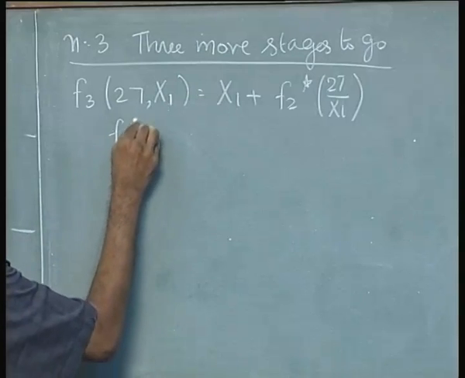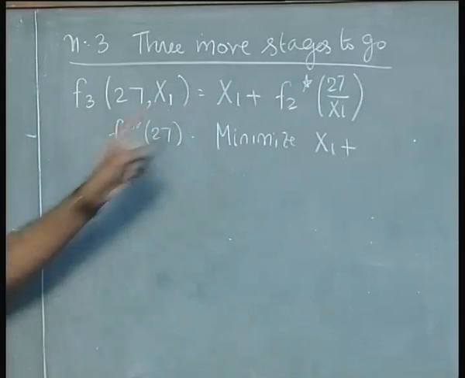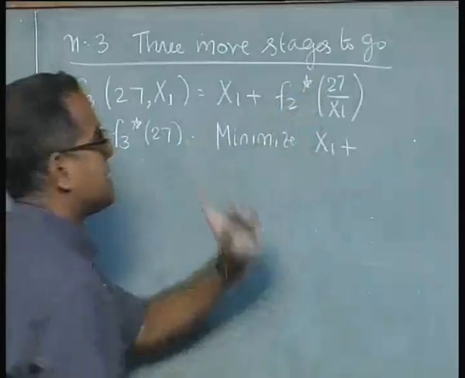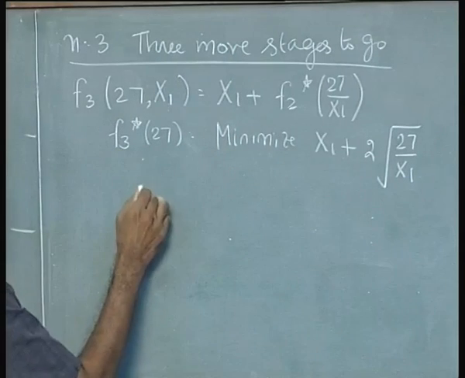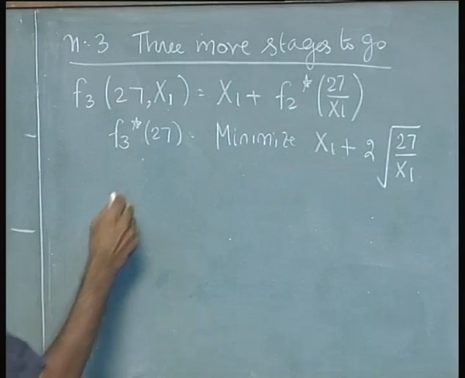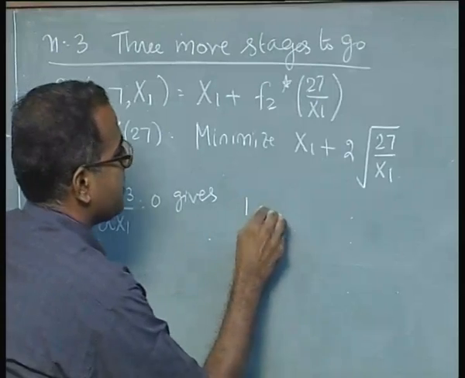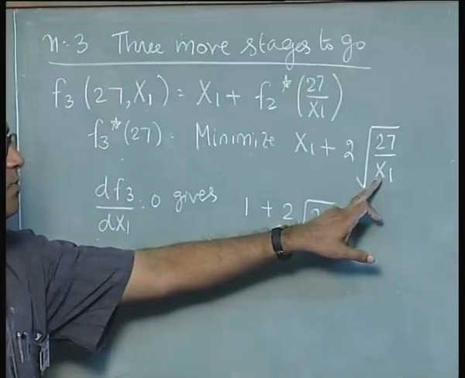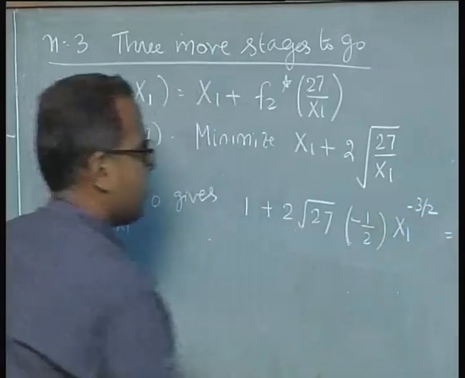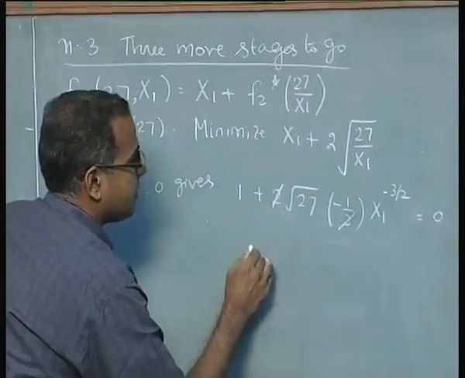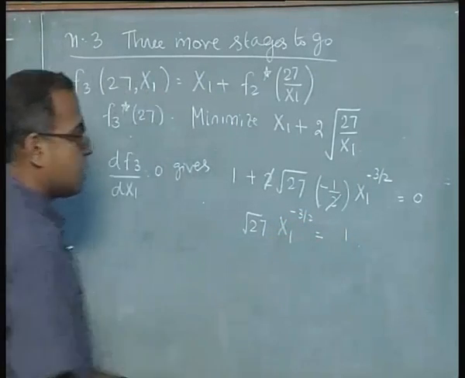So now F3 star of 27, the best decision will be that value of x1 which minimizes x1 plus F2 star of S2, which is 2 times root of S2. So F2 star of 27 by x1 is 2 times root of 27 by x1. Now the minimum value of x1 is got by differentiating with respect to x1 and setting the first derivative to 0. So dF3 by dx1 equal to 0 gives 1 plus 2 root 27. Now this is x1 to the power minus half, so minus 1 by 2 x1 to the power minus 3 by 2 equal to 0. Now this 2 and this 2 get cancelled, so we have root of 27 into x1 to the power minus 3 by 2 is equal to 1.